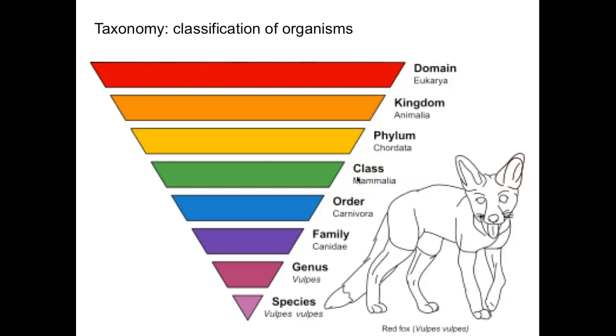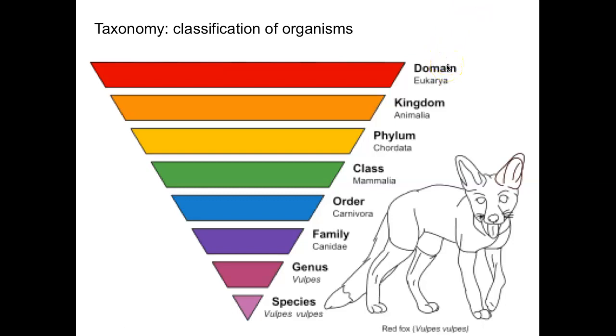So if we look at this example here, we can see domain Eukarya. That means that in this domain called Eukarya, there are all living things on the planet that have eukaryotic cells. So if you think about what you've learned so far, what has eukaryotic cells in it? Plants, animals, fungi, protists. So a lot of diverse kinds of organisms fall under this domain because we all have eukaryotic cells.